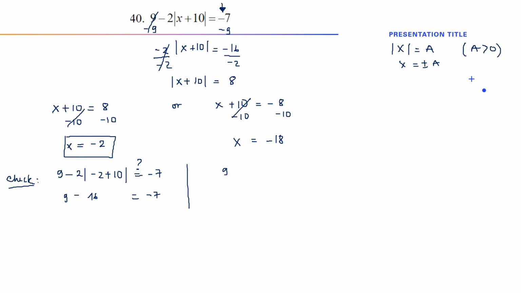Now we have 9 minus 2 times the absolute value of negative 18 plus 10. Is that equal to negative 7? So 9 minus 2 times, this one we will have negative 8 inside. So it will be 8. So 9 subtract 16 again. And it's good, right?